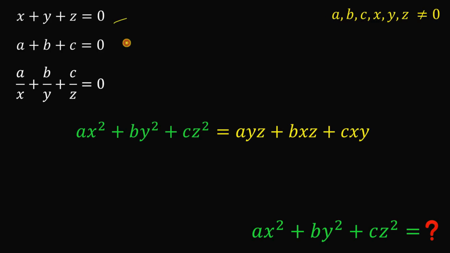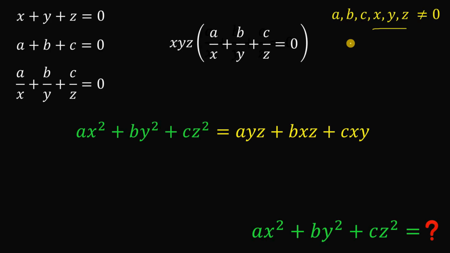We used the first equation, the second equation, and here comes the third equation into play. That says that a over x plus b over y plus c over z equals 0. Take note, x, y, and z are not equal to 0. In short, we can multiply this equation both sides by the product of x, y, and z like this. This becomes ayz plus bxz plus cxy equals 0, because 0 times xyz is still 0. And that's exactly this expression right over here.